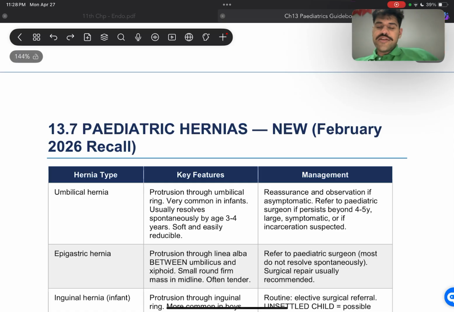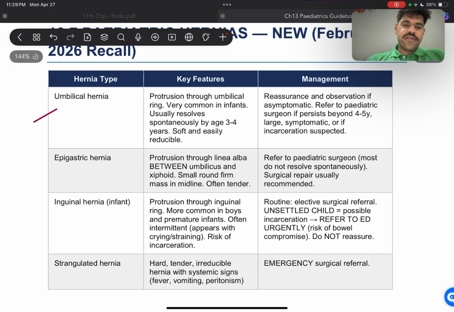Now moving on to pediatric hernias. This is kind of a new hot topic right now because they want you to differentiate between umbilical hernia, epigastric hernia, inguinal hernia, and strangulated hernia. Now if you're a doctor at this stage, if you've already graduated, you already easily know that you can differentiate these based on the position of the hernia. Right now, the important thing is going to be strangulated hernia and inguinal hernia.